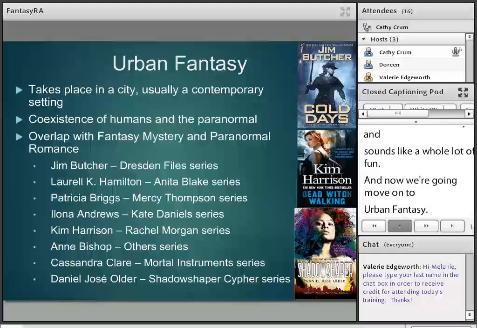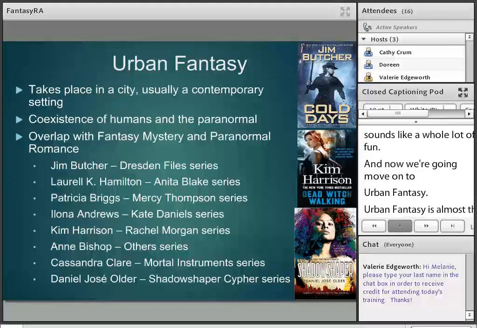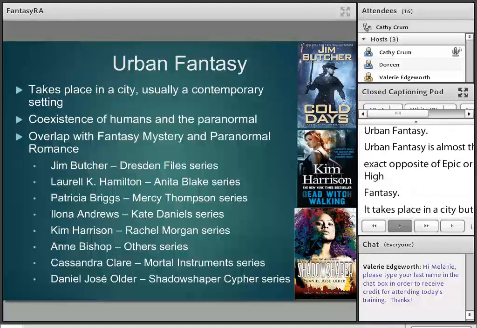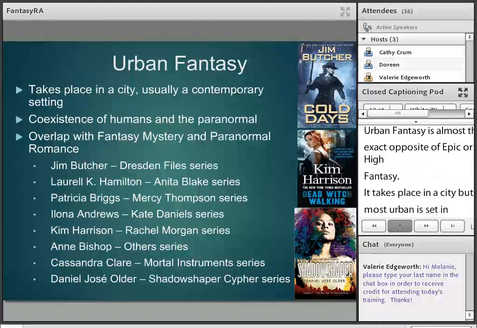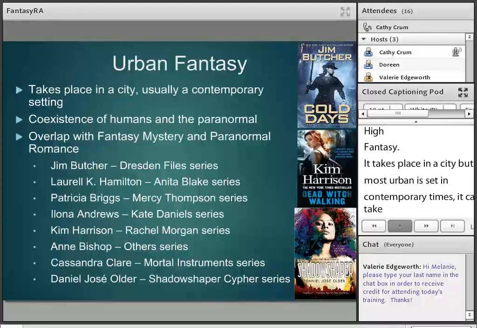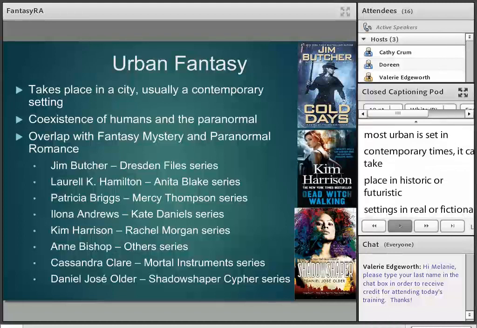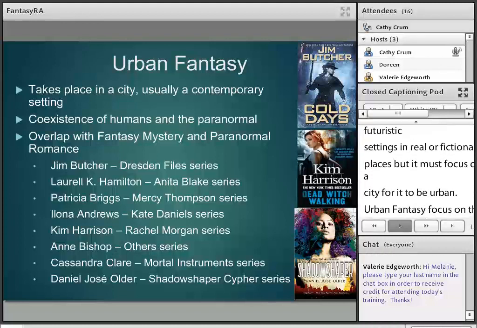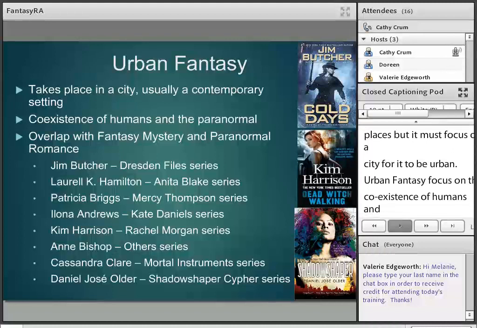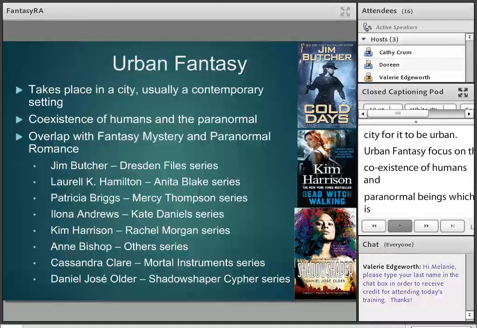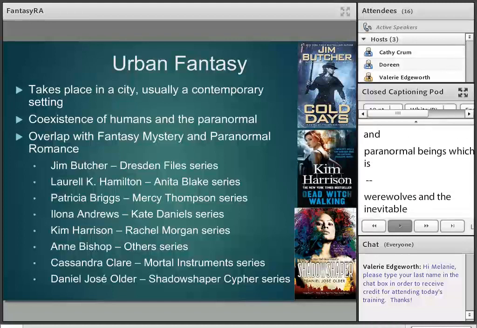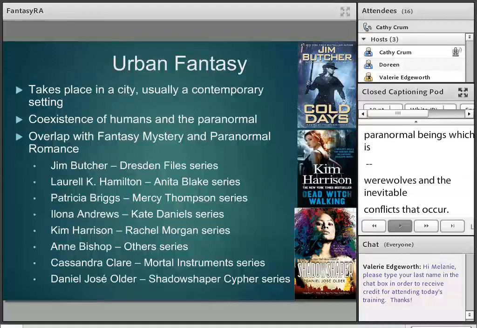Urban fantasy is almost the exact opposite of epic or high fantasy. Urban fantasy takes place in a city. Although most urban fantasy is set in contemporary times, it can take place in historic or futuristic settings, in real or fictional places, but it must focus on a city for it to be urban. Urban fantasy focuses on the coexistence of humans and paranormal beings such as vampires, witches, and werewolves, and the inevitable conflicts that ensue. There's also a lot of overlap between urban fantasy, mystery fantasy, and paranormal romance.